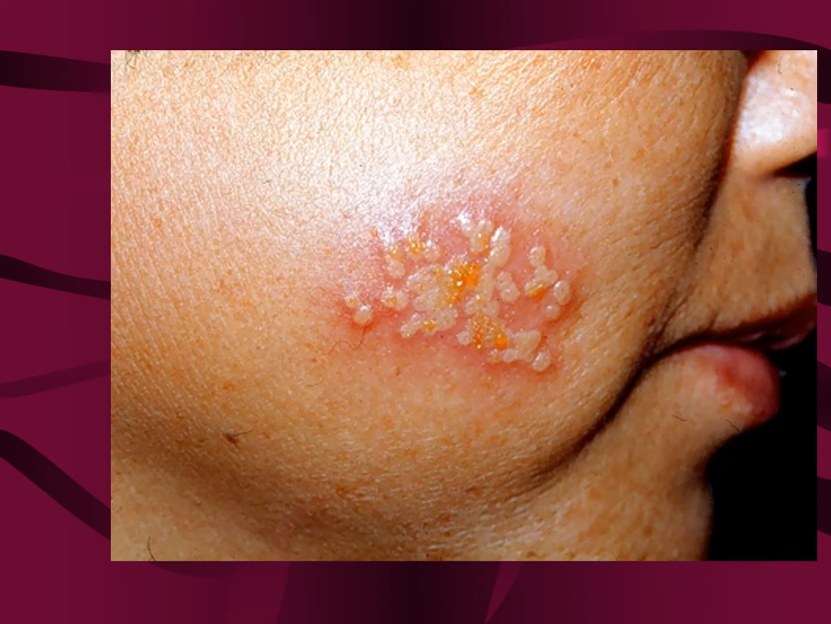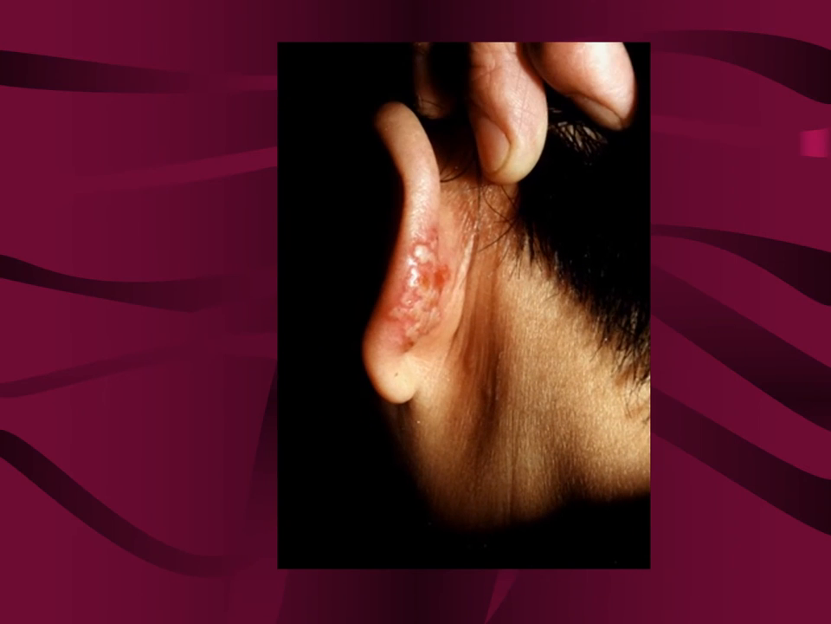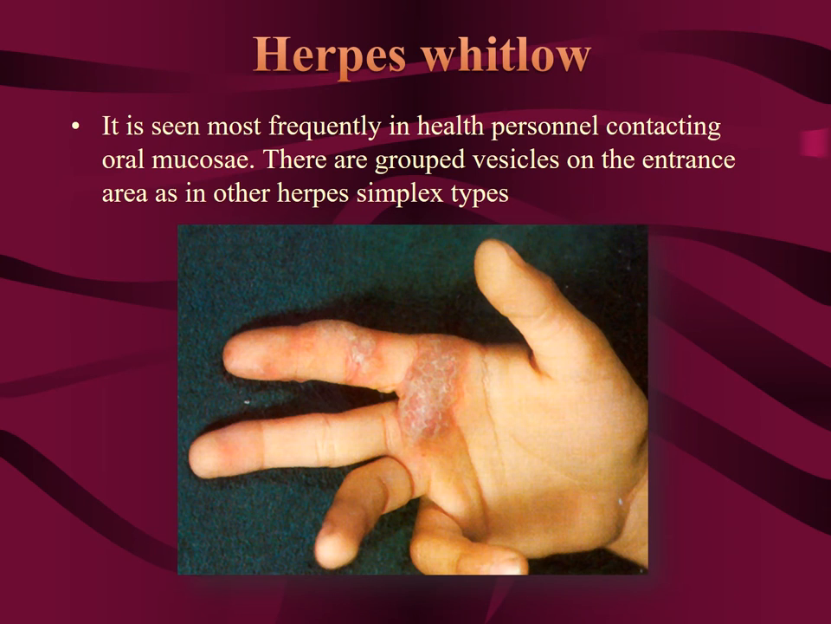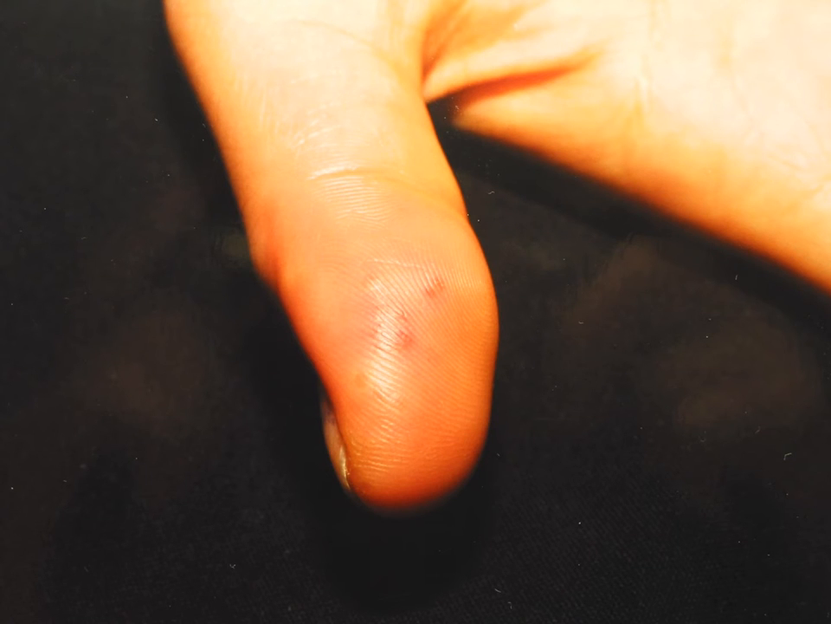This is herpes 2, we can see. Herpetic whitlow is seen most frequently in health personnel, from contaminated oral mucosa, and there are grouped vesicles on the entrance area, as in other herpes types, the same.